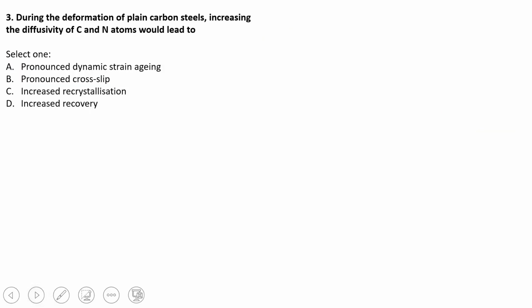Next, during the deformation of plain carbon steel, increasing the diffusivity of carbon and nitrogen atoms would lead to. So now suppose there is high mobility of these carbon and nitrogen atoms, okay, then this leads to dynamic strain aging.